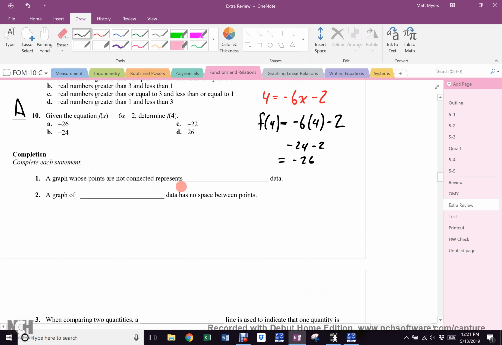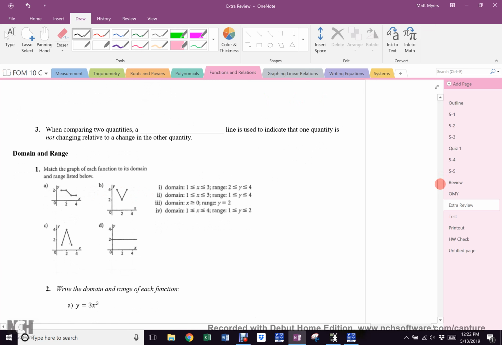A graph whose points are not connected. Discrete. A graph with no space between the points. Continuous. See how I did that question again a second time? That's important.